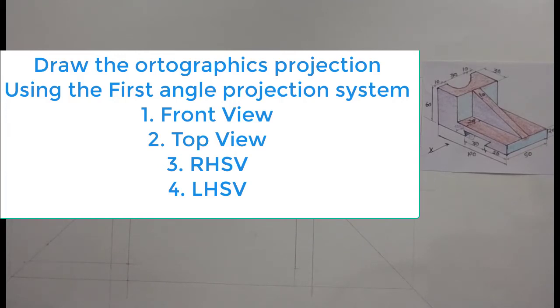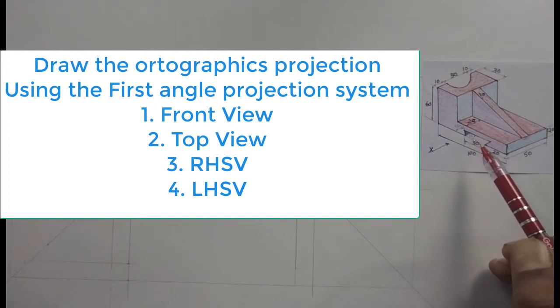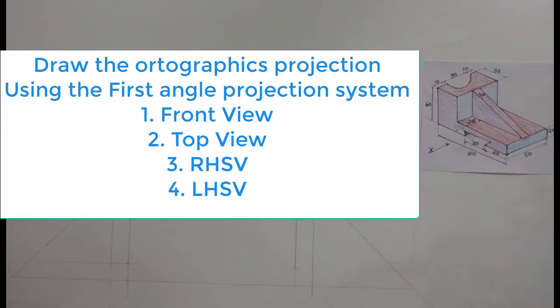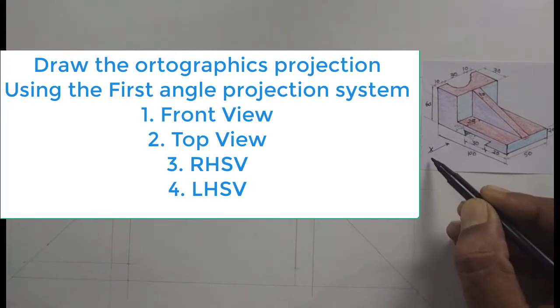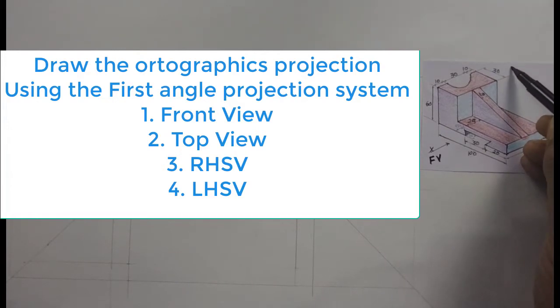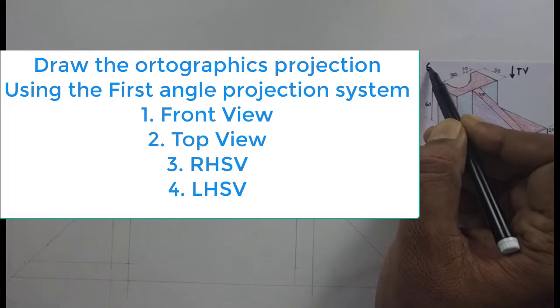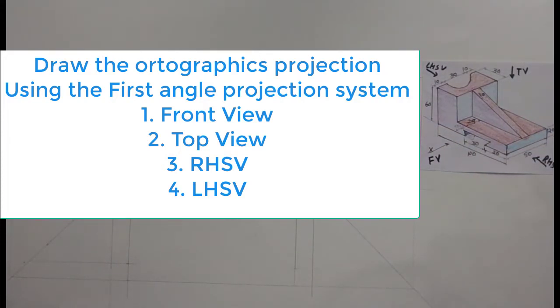Now today in our orthographic projection problem, the isometric object is given and we have to draw the front view from the given X direction, then the top view of the object, then the right hand side view, and the left hand side view of the object using the first angle projection system.